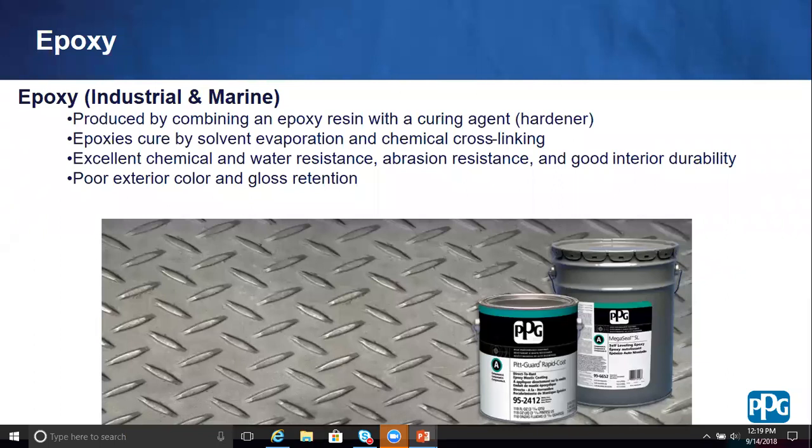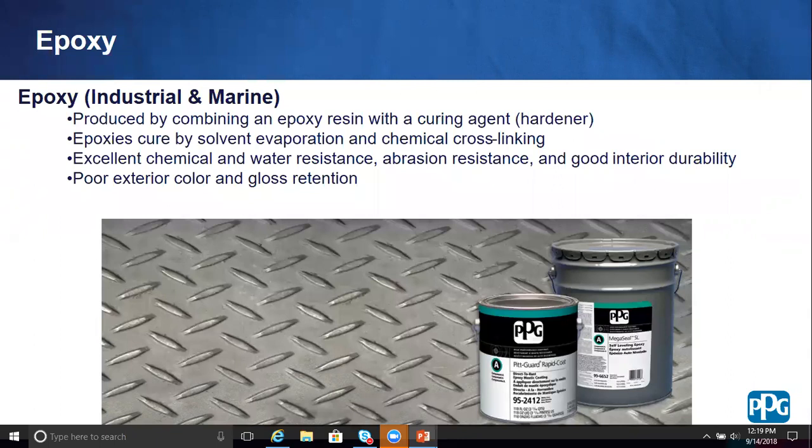So again, these products get so tight and so hard, it gives you excellent chemical and water resistance. It gives you amazing abrasion resistance, and for interior, very good durability. Now, epoxy resins in general, if you put them outside and they're exposed to UV, have very poor exterior color and gloss retention. They will actually start to get chalky and start to fade or change color very quickly because of the nature of epoxy resins, and this goes for anybody's product, it's just they don't do well with UV exposure.